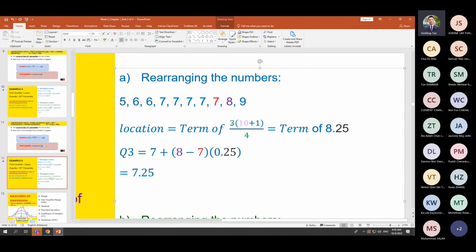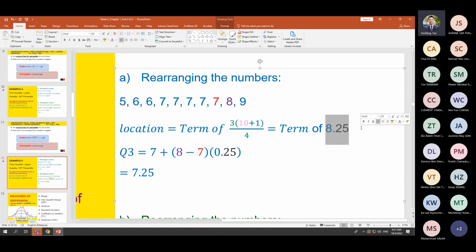So now we have to simplify this part. 10 plus 1 is 11, multiplied by 3 is 33, divided by 4 is equal to term 8.25. The location of 8.25 is the location of Q3. So if you identify this number, that means Q3 is in between term 8 and term 9, but it's closer to term 8.